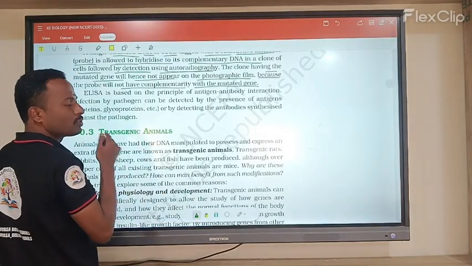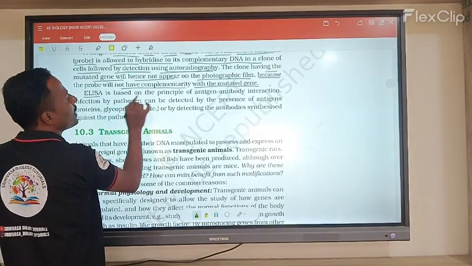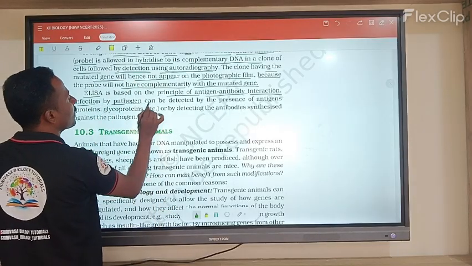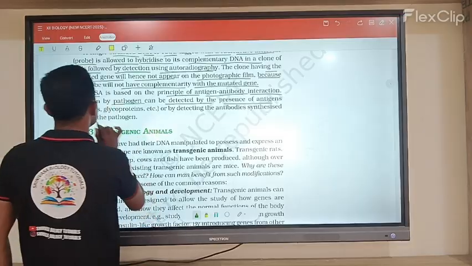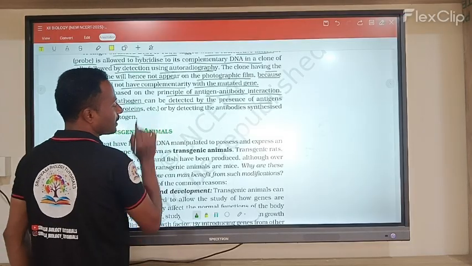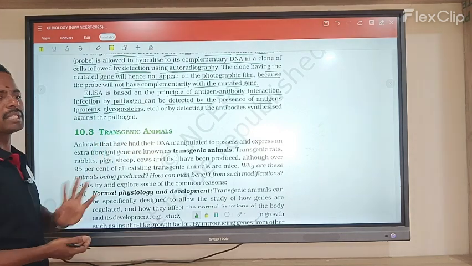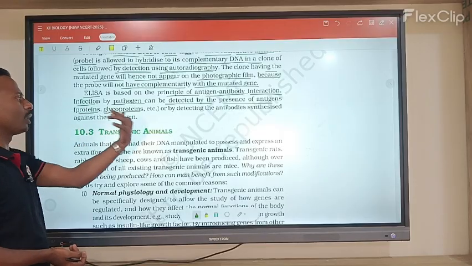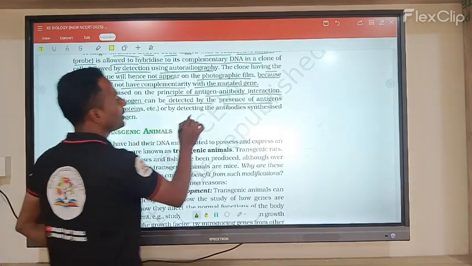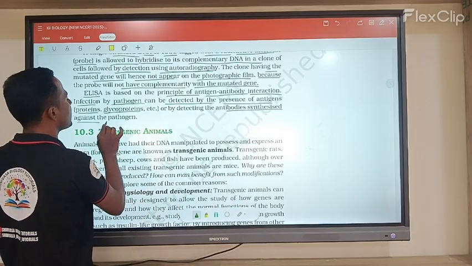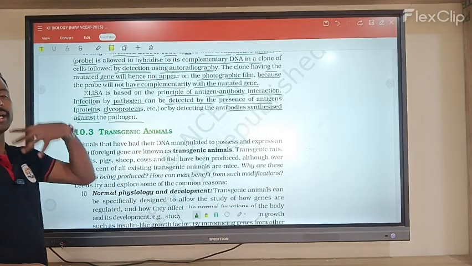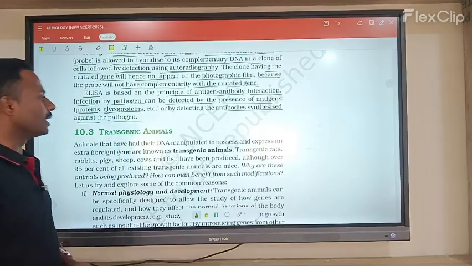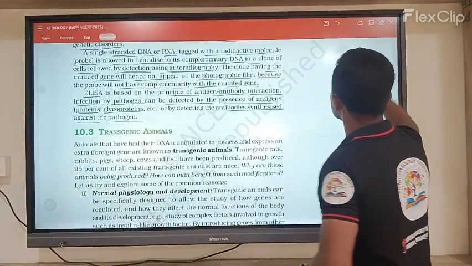Next, ELISA is based on the principle of antigen-antibody interaction. Infection by a pathogen can be detected by the presence of antigens such as proteins and glycoproteins, etc. So ELISA makes it easy to detect diseases or pathogens through proteins or glycoproteins. It can also detect the antibodies synthesized against the pathogen. This is all about molecular diagnostics.